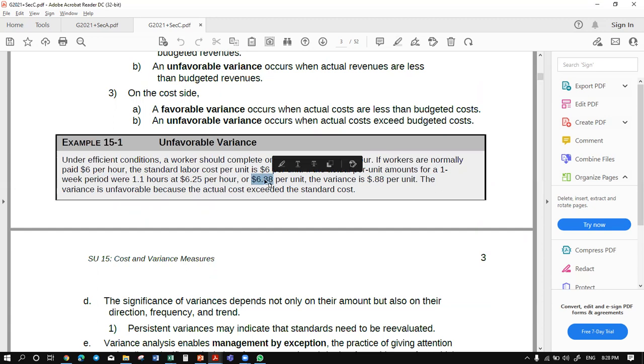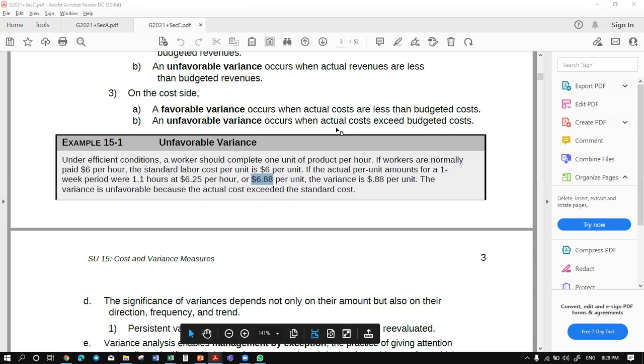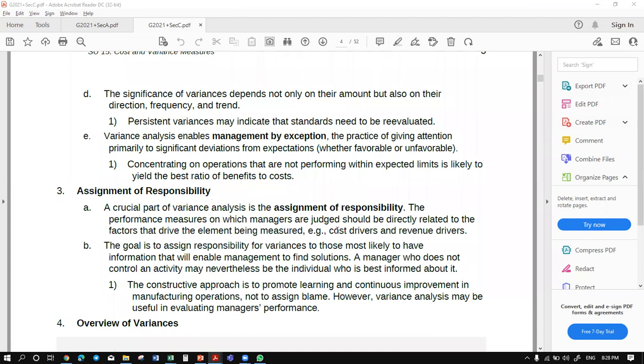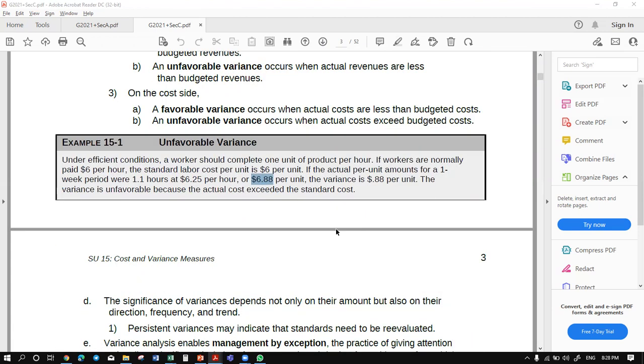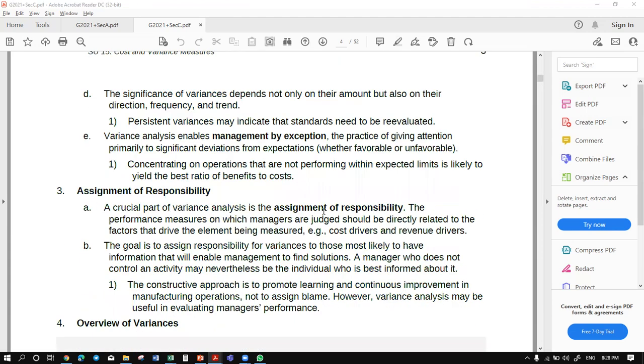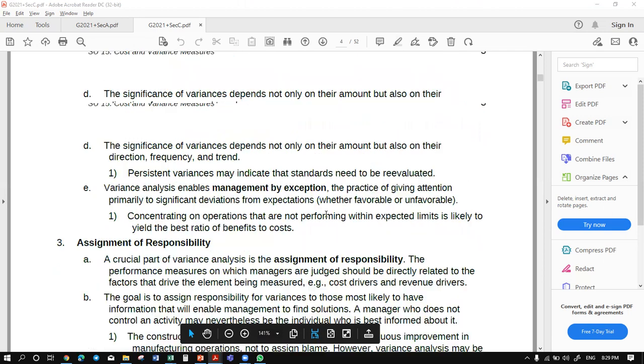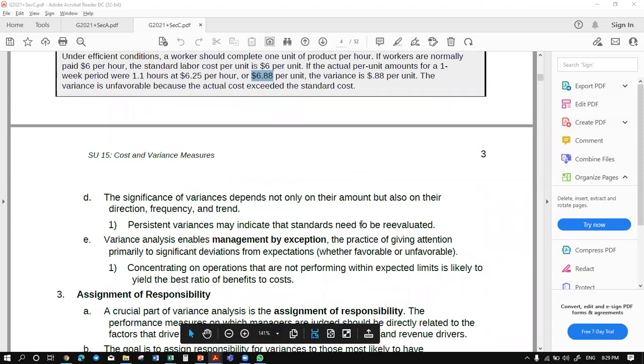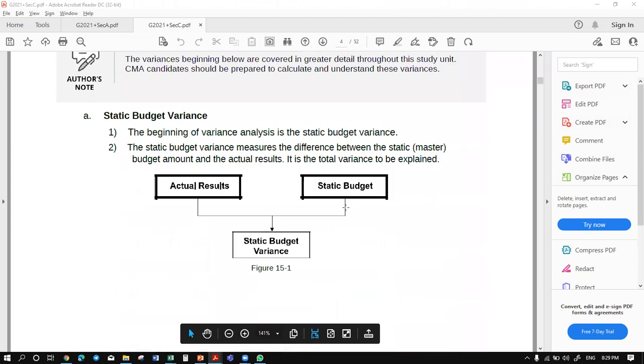This is a labor budget. $6 budget, actual 6.88 labor cost. Good or bad? Farid, where are you? Sir, this is unfavorable. Unfavorable variance. Actual is more than the budgeted cost. Yes, that's true.